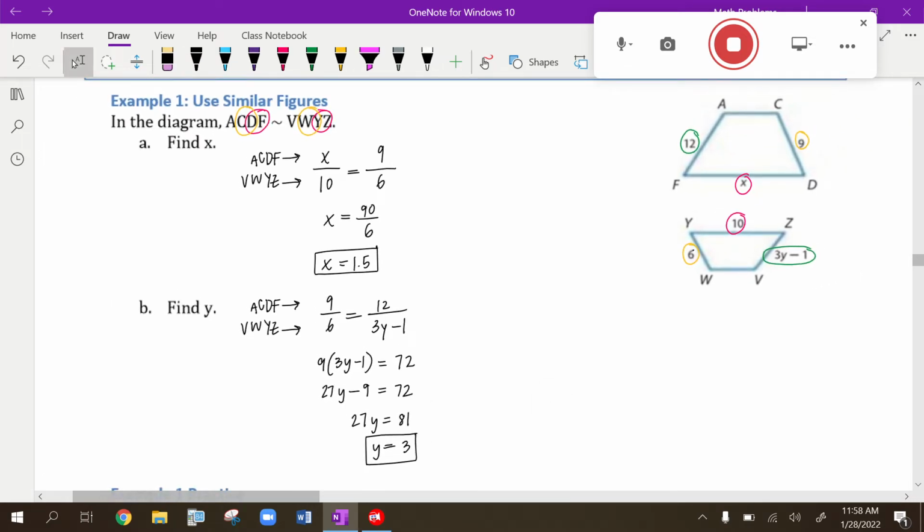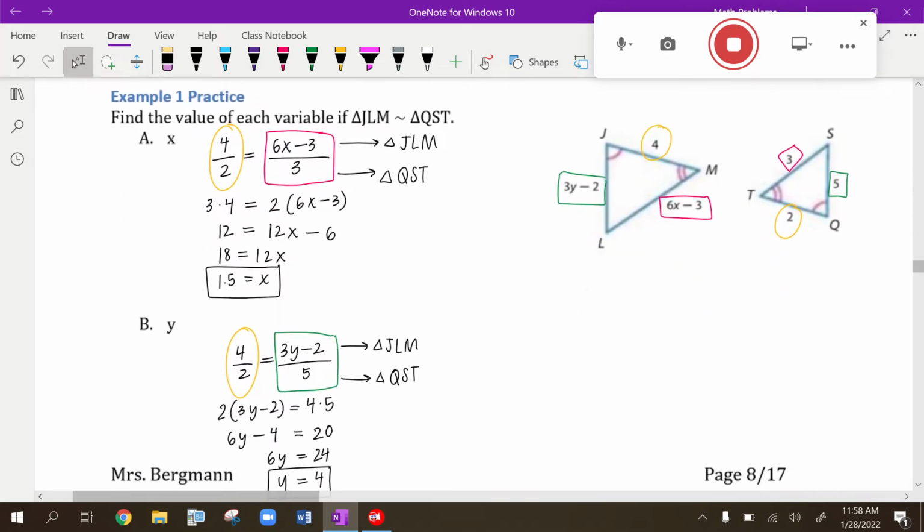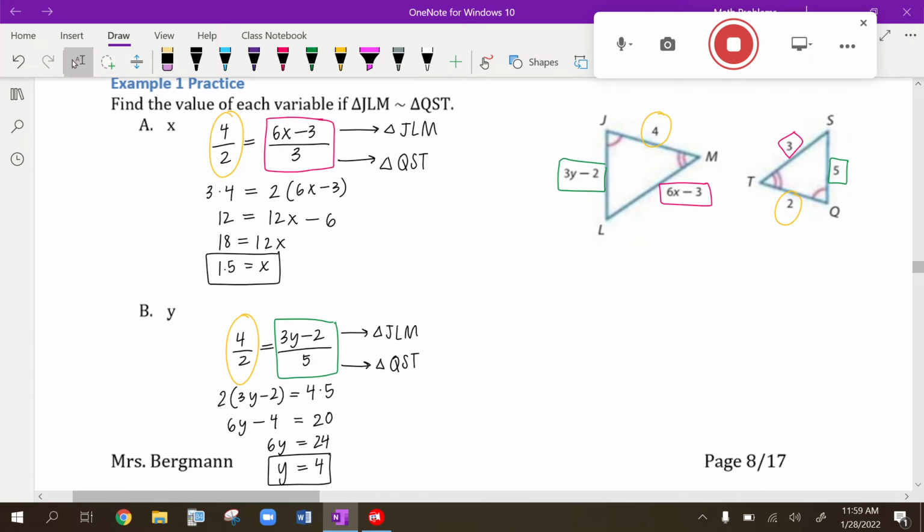Now I'd like you to try the practice problem below on your own. Here are the correct answers for these two practice problems. X is 1.5, Y is 4.